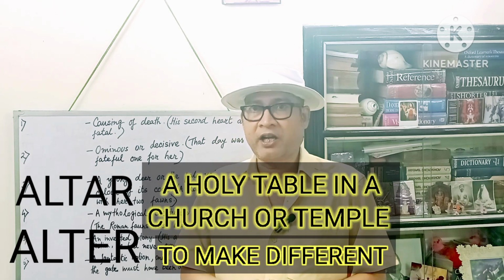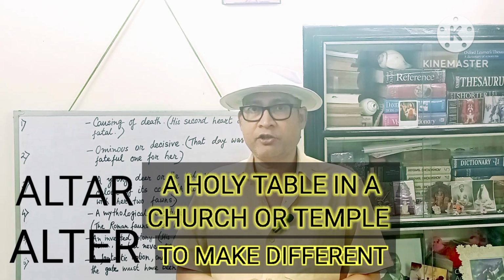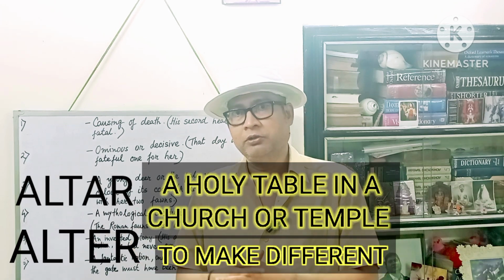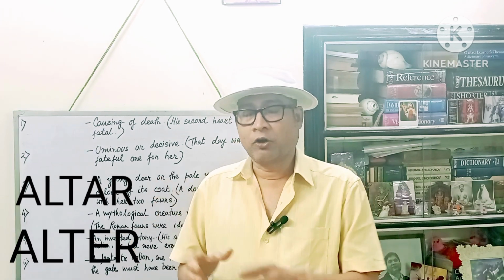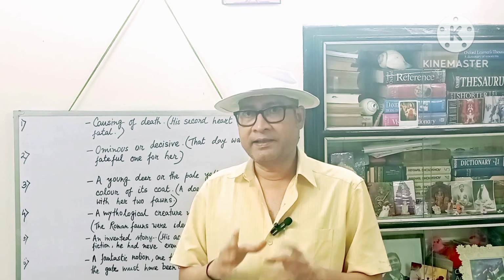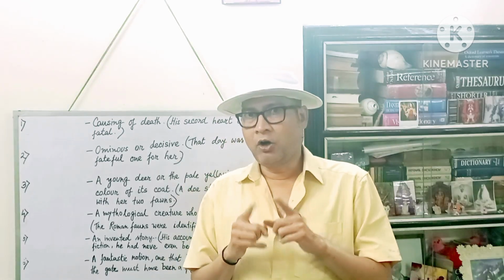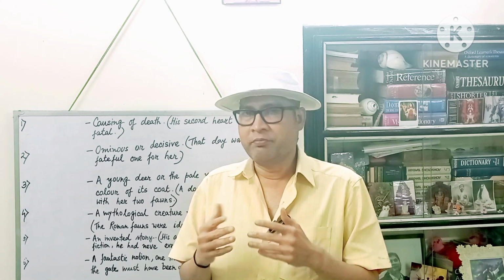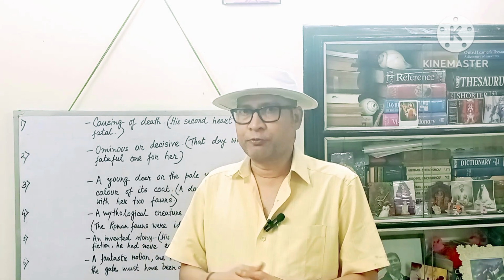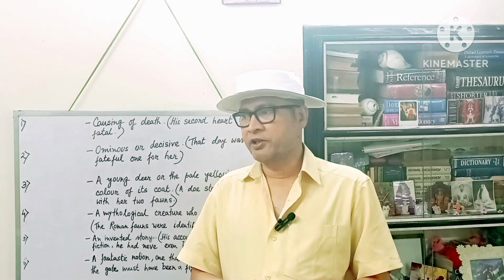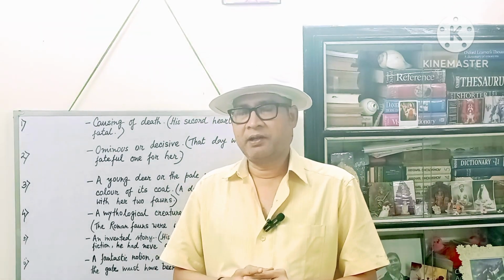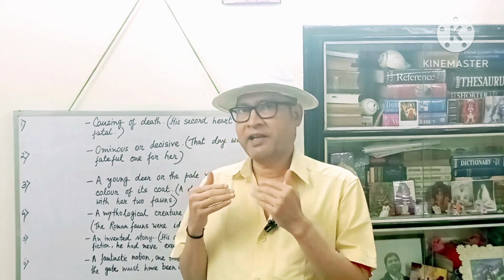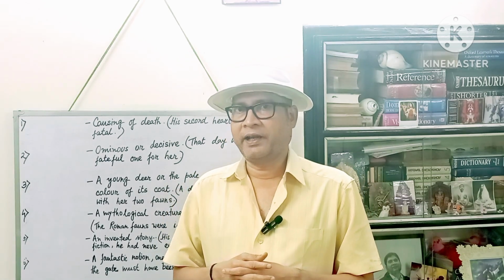When you have gone to the church, I think you have gone to the church sometimes at least, you have seen there a holy table. And that holy table is called altar. The spelling is A-L-T-A-R. And that verb alter means to make different or to become different. Let us make some example sentences to make the matter a little more transparent to you. First, let us make the sentence with the word alter.